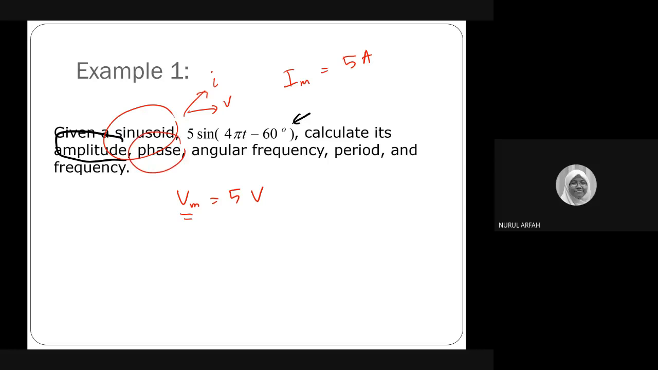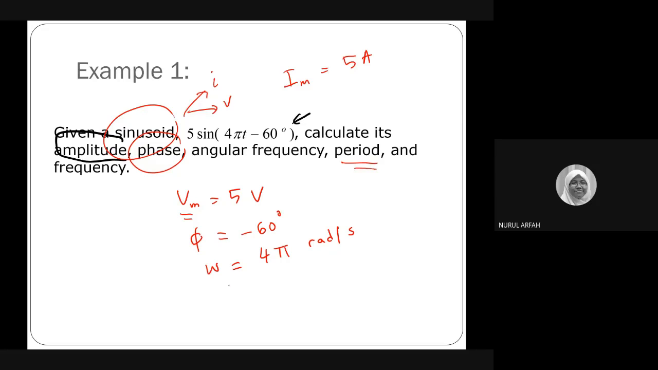Okay. What about phase? Phase is in degrees, negative 60 degrees. Okay. What about angular frequency? 4 pi. Oh, I forgot to put the unit. It is in radian per second. Angular frequency, the unit is radian per second. So this is 4 pi radian per second.